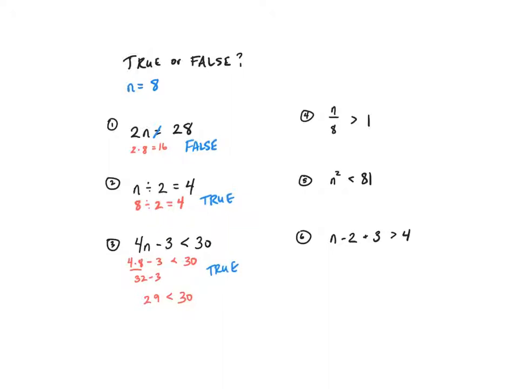Number 4 says n over 8 is greater than 1. n over 8 is the same thing as n divided by 8, so when I substitute in 8 for it, I'm going to write it out like this. 8 divided by 8 equals 1, and 1 is not greater than 1, so that is not a true statement. This is false.